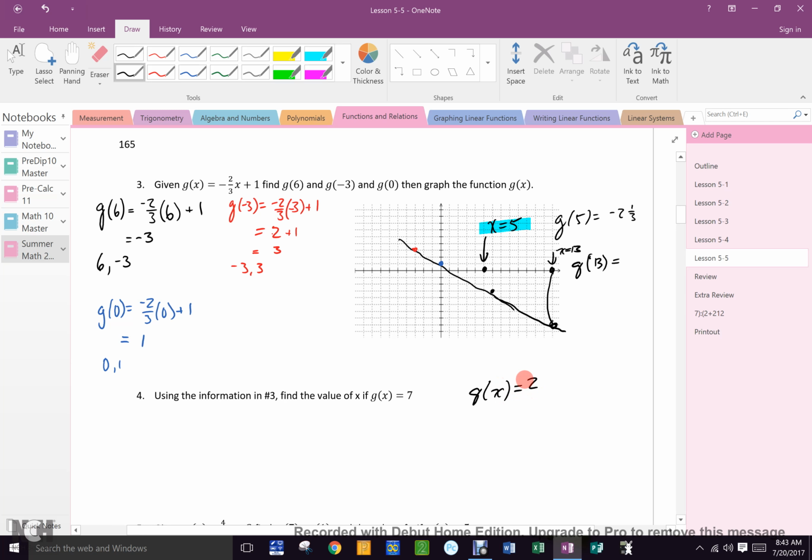Negative 2/3 x plus 1. Find x if the g of x is 7. Now look closely. What have you been given in this question? An input or an output? Input.